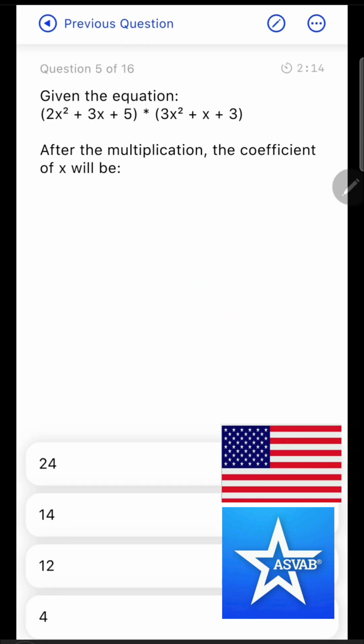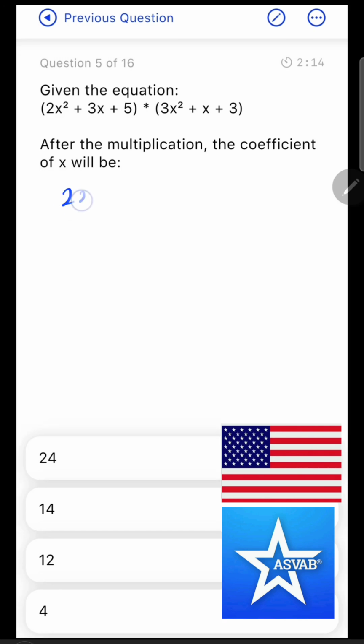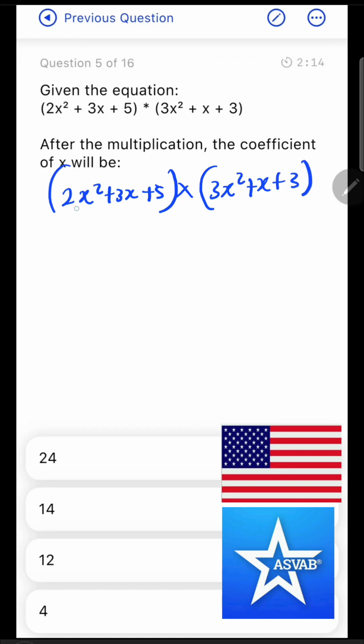Given the equation, these two brackets are multiplying each other, then after the multiplication, what will be the coefficient of x? A coefficient is any number that is multiplying a variable. They say the variable x, not x squared, not x cubed, just x. Now let's multiply the two brackets first. So the first bracket we are given is 2x squared plus 3x plus 5, then multiply by the second bracket, which is 3x squared plus x, then plus 3. Now let's do the multiplication.